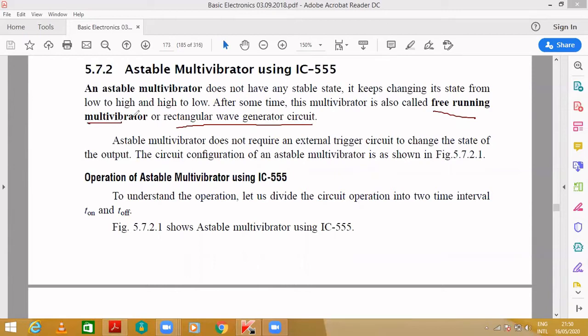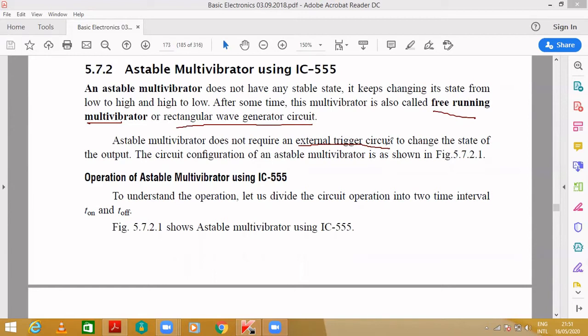This astable multivibrator doesn't require any external triggering circuit, because it is changing the state between two states. So here it won't require any triggering input.